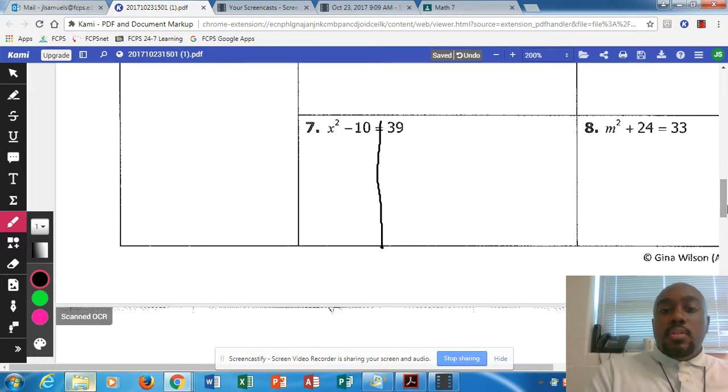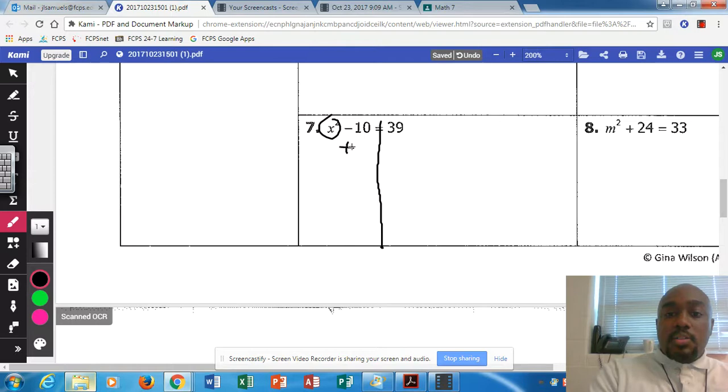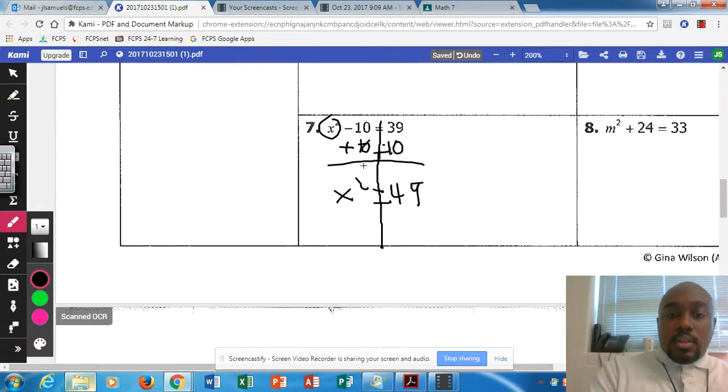Okay. So now what do we do first? Well, we locate the variable, which is right here, x squared. But we have this minus 10 on this side. We need to isolate this variable, so we need to get rid of this minus 10. Do the inverse operation, which is add 10 to both sides. When we add 10 to both sides, we get 49, and we bring down what's left over, which is the x squared, because clearly these two cancel each other out.